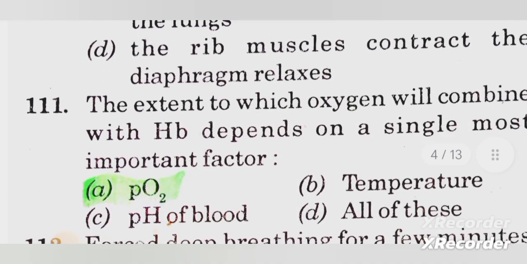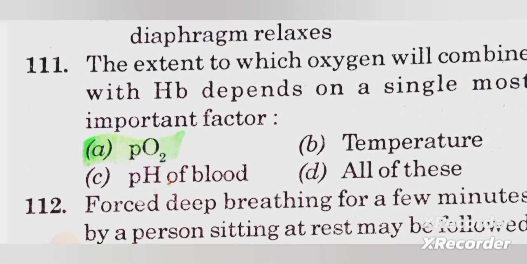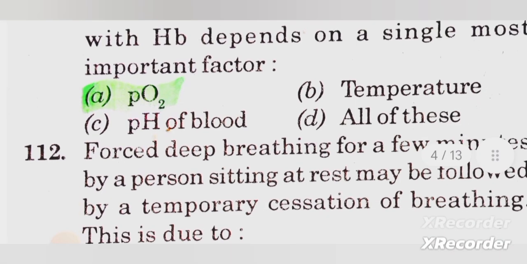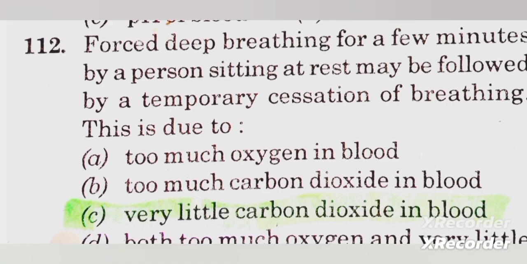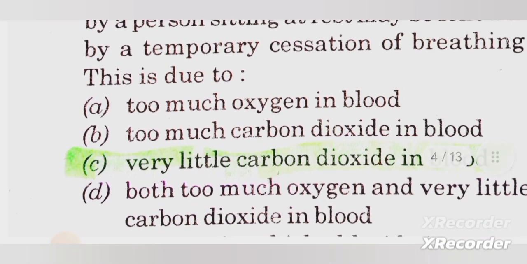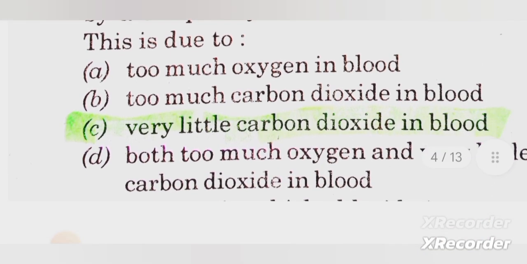Next, 111. The extent to which oxygen will combine with HB depends on a single most important factor. Answer A. PO2. Next, 112. Forced deep breathing for a few minutes by a person sitting at rest may be followed by a temporary cessation of breathing. This is due to: Answer C. Very little carbon dioxide in blood.